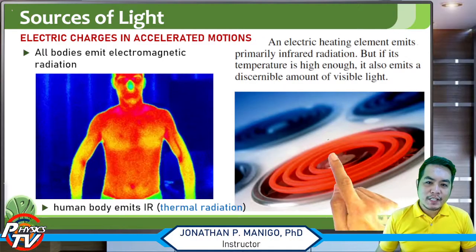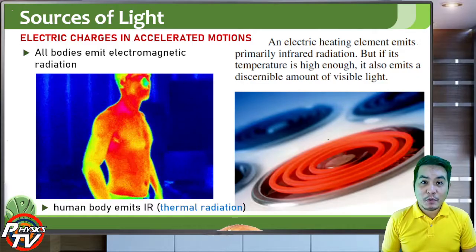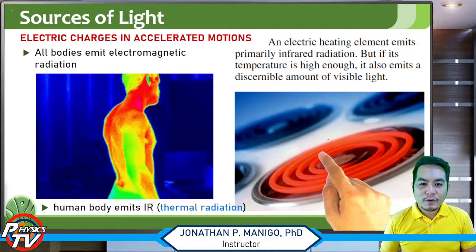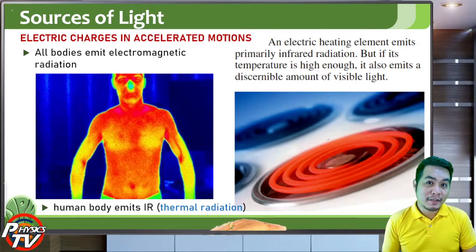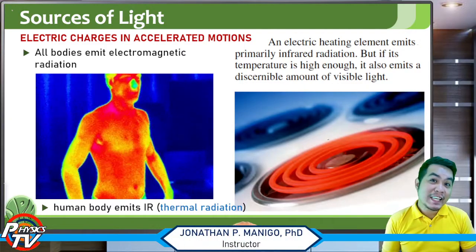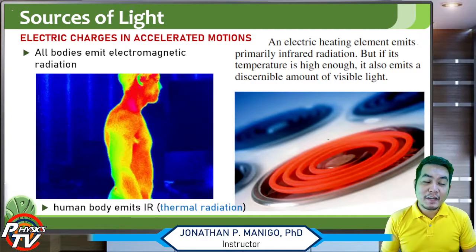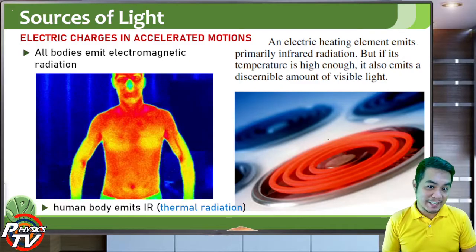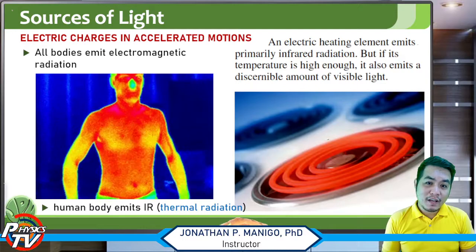This is an example: when you heat something, it actually emits infrared. For example, if you heat your gas stove, it will emit infrared. You cannot see it, but you can feel it as heat. The sun also emits infrared radiation, which we cannot see, but we can feel it as heat. So heat is basically an indicator of thermal radiation.